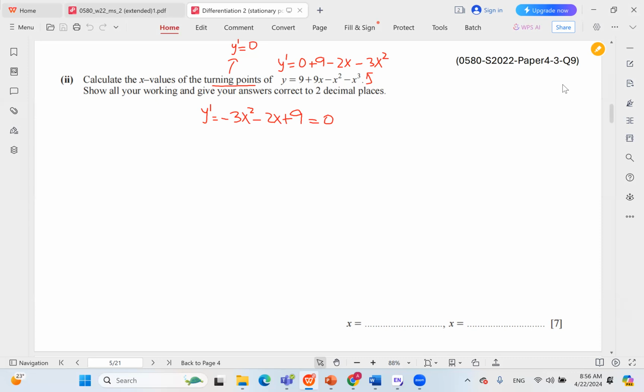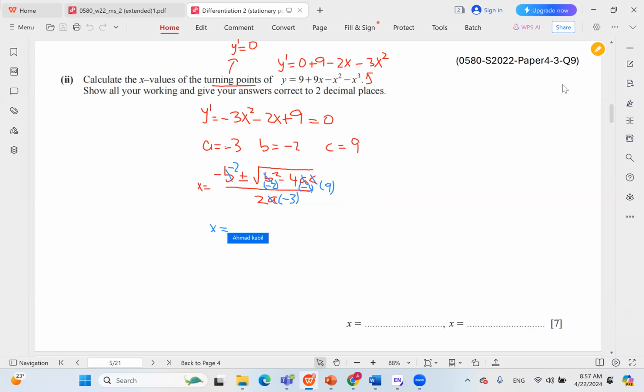So in this case, a equals negative 3, b equals negative 2, and c equals positive 9. We can just apply x equals minus b plus minus root b squared minus 4ac all over 2a. So the b here is negative 2, and the a is negative 3, and the c is positive 9, and this a here is negative 3 as well. So we get the following expression.